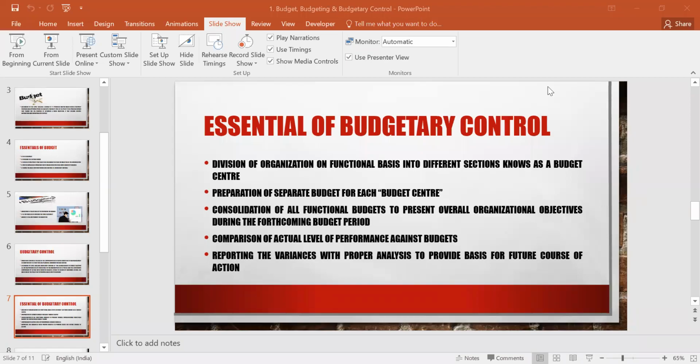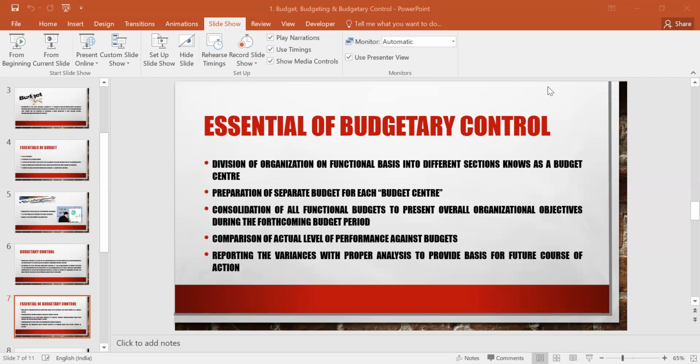We continue with the essentials of budgetary control. You know, from the definition given by the ICMA, London, England, we can make out what the essential features of budgetary control are. So basically, in an organization, we have different functions like production, sales, and expenses. We divide the organization into several sections, and each section is called a budget center. Once you divide them, you prepare a separate budget for each budget center.